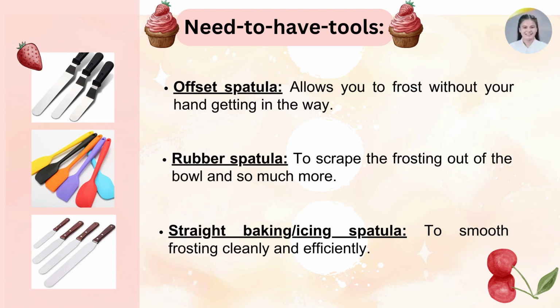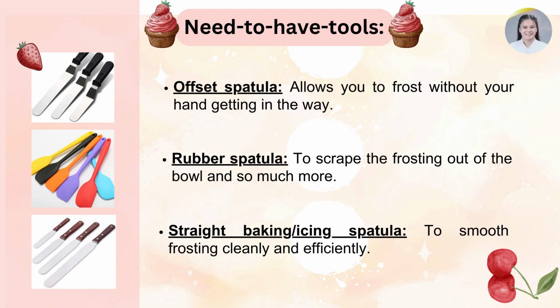Next is the rubber spatula. It is used to scrape the frosting out of the bowl and so much more. And it is also used to spread a thin layer of frosting or other decorative topping onto the surface of the cake.